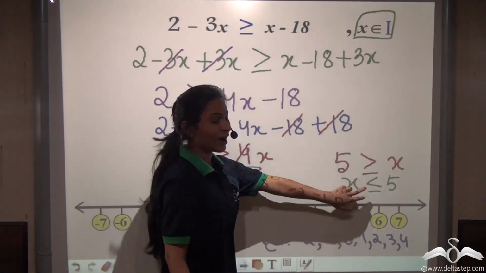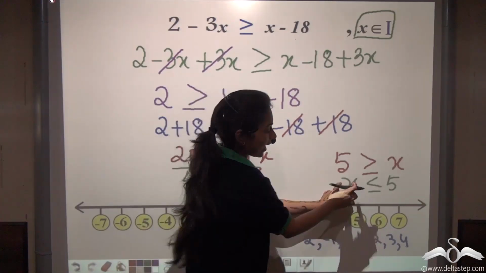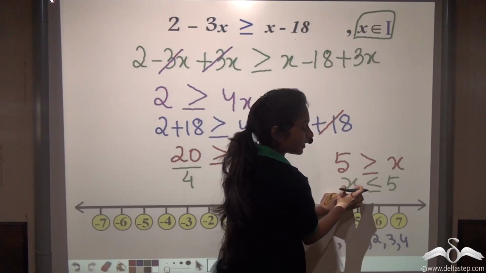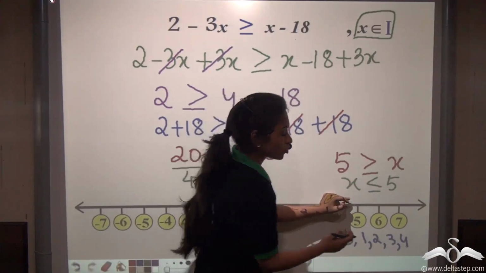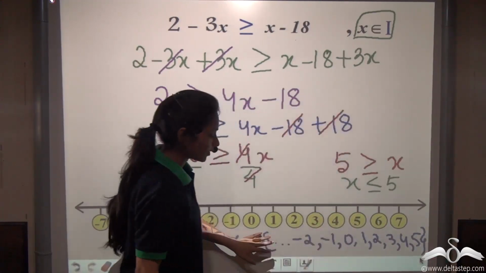Well, shall I write 5 or not? Can you tell me? You can see that x is less than or equal to 5. This sign represents that it can be equal to 5 also. So you will include 5. So you get this solution.